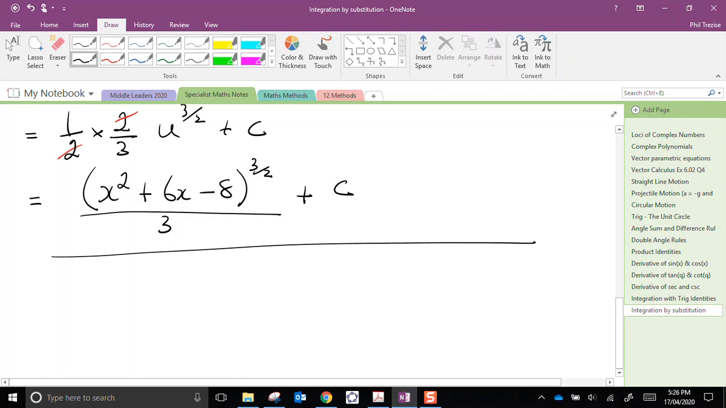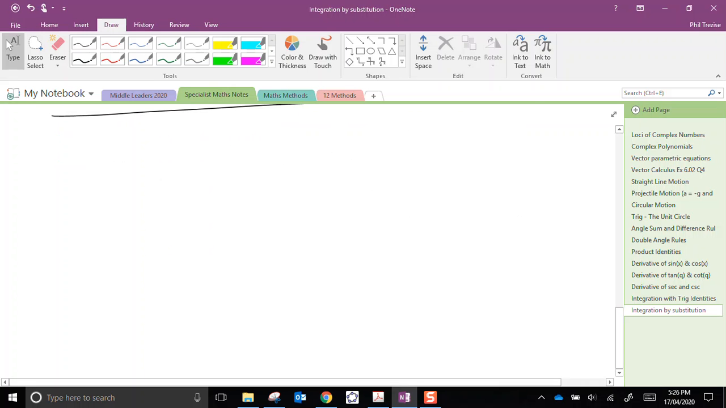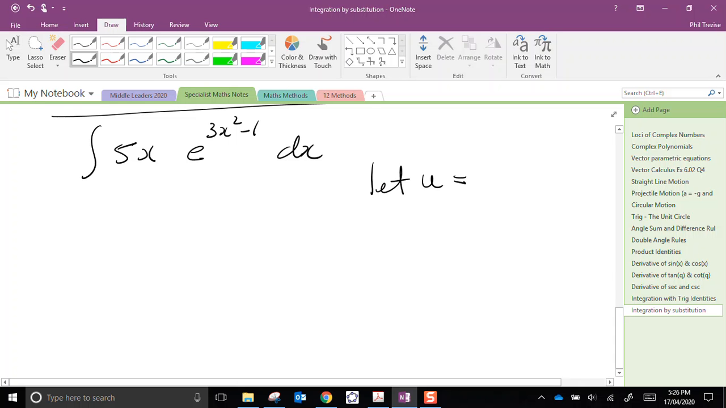If we're quick, I think we have time for just one more. And let's do one involving, let's go, 5x. Now what about e to the power of 3x squared minus 1, dx? Remember, we're looking for a substitution. Now, I can see that this expression 3x squared minus 1, the derivative would be 6x. That's a multiple of this. That looks like it might work. So let's try 3x squared minus 1 as our substitute.